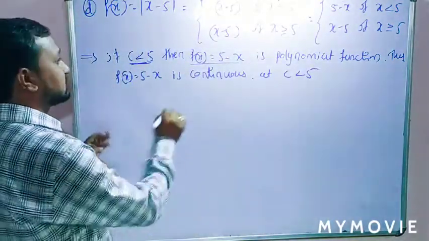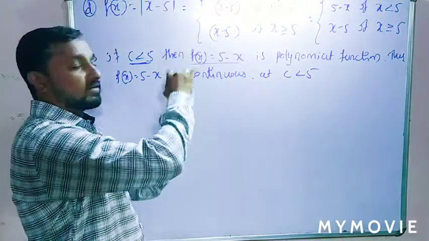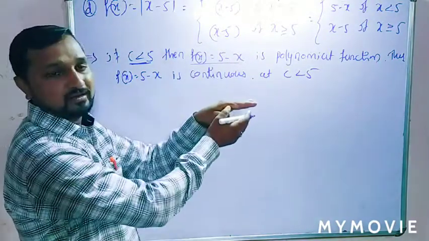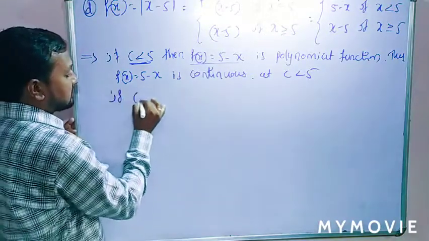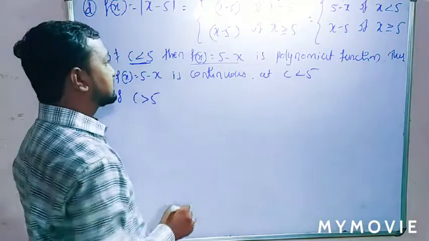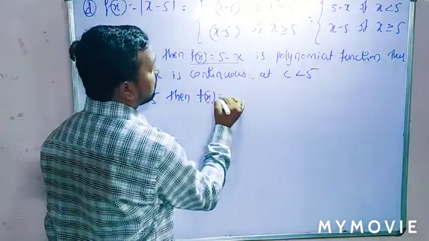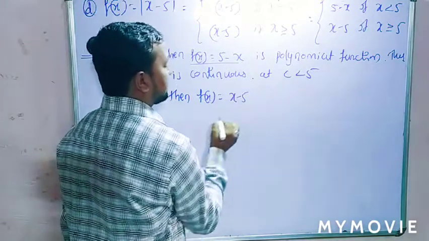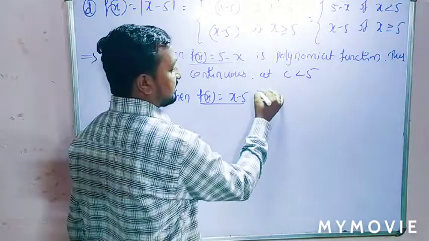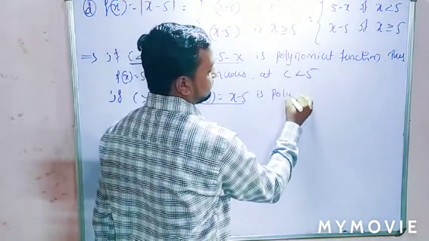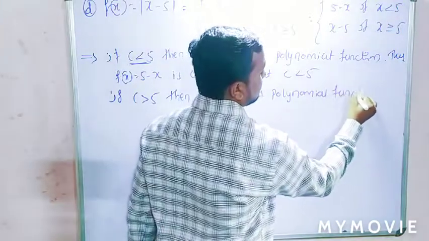Is that clear? Very simple. Already we know this concept. Okay, don't go for the constant function or the limit function. Already this is continuous. And if c is greater than 5, then the function is obviously f of x equals x minus 5. So this is also a polynomial function obviously.